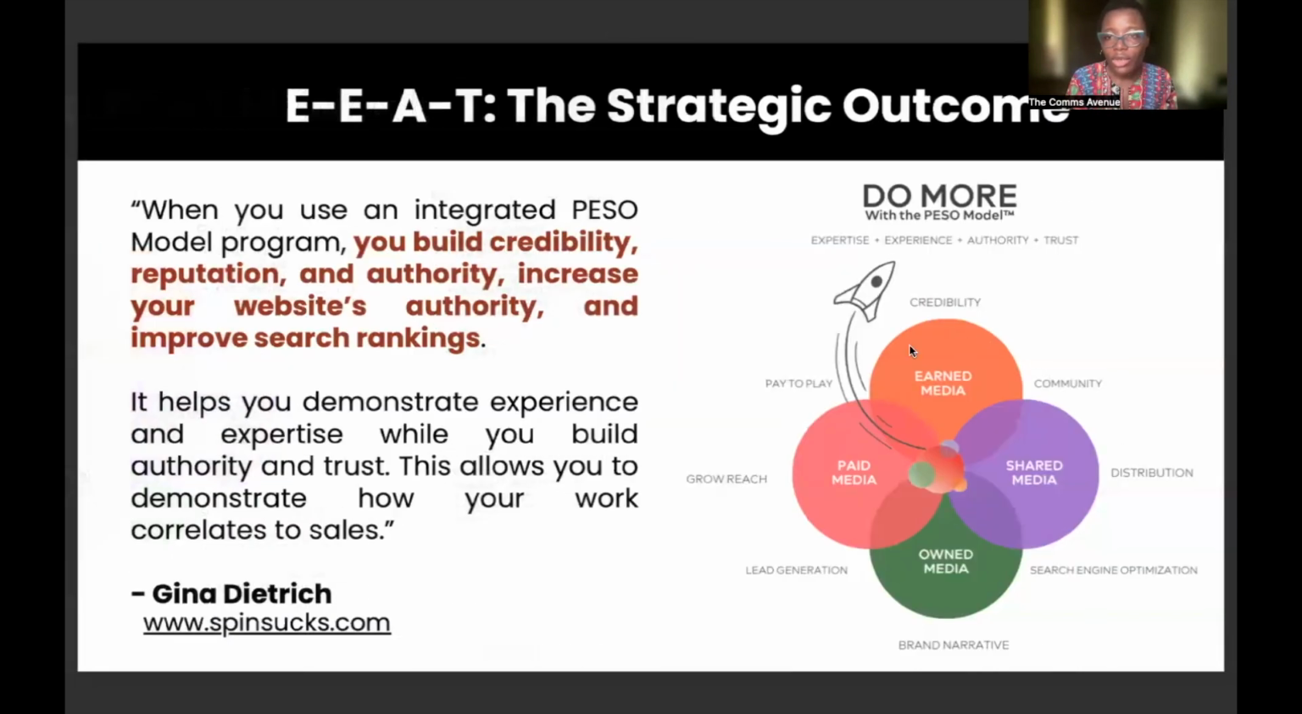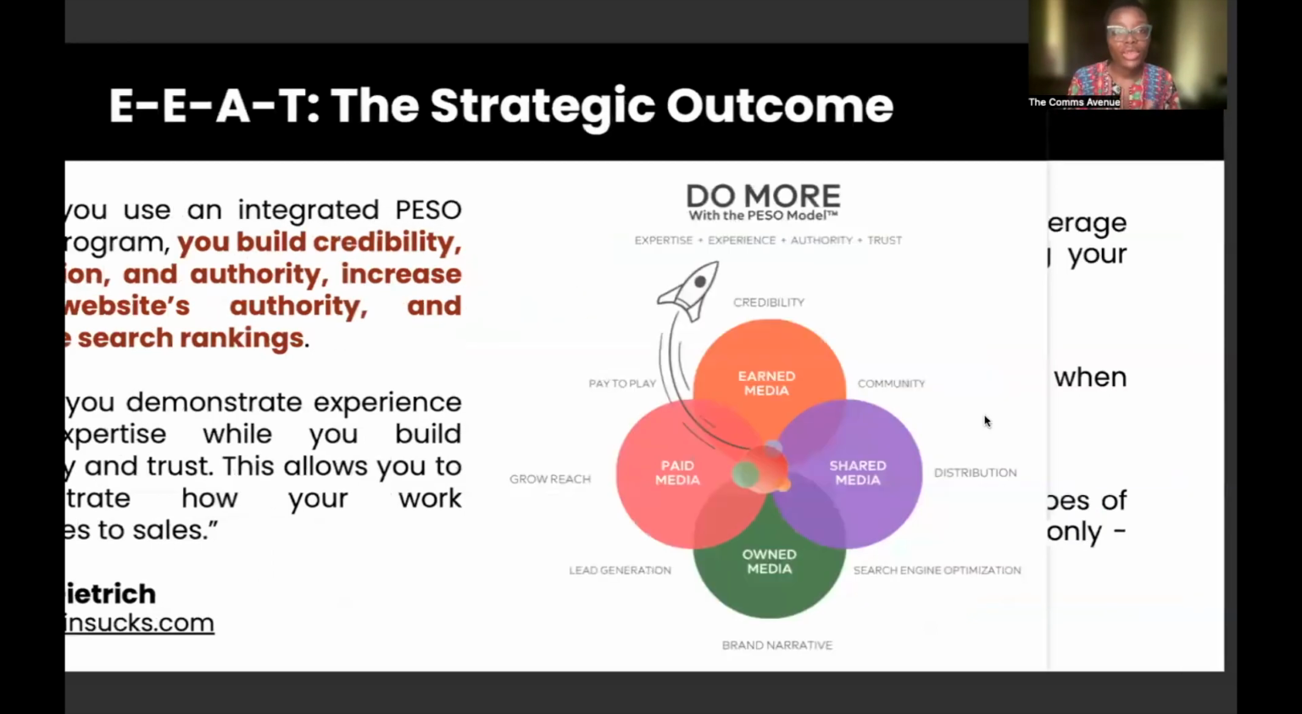So it really just tells you with earned media, you're looking at credibility, but at the intersection, you have pay to play, your paid media, which is to grow reach. At the intersection between paid and owned, you have lead generation, owned media, brand narrative. At the intersection, you're looking at search engine optimization, shared media distribution. At the intersection between shared and earned, you have community. So thinking about your tactics in this broad framework would really, really help you to streamline your results.